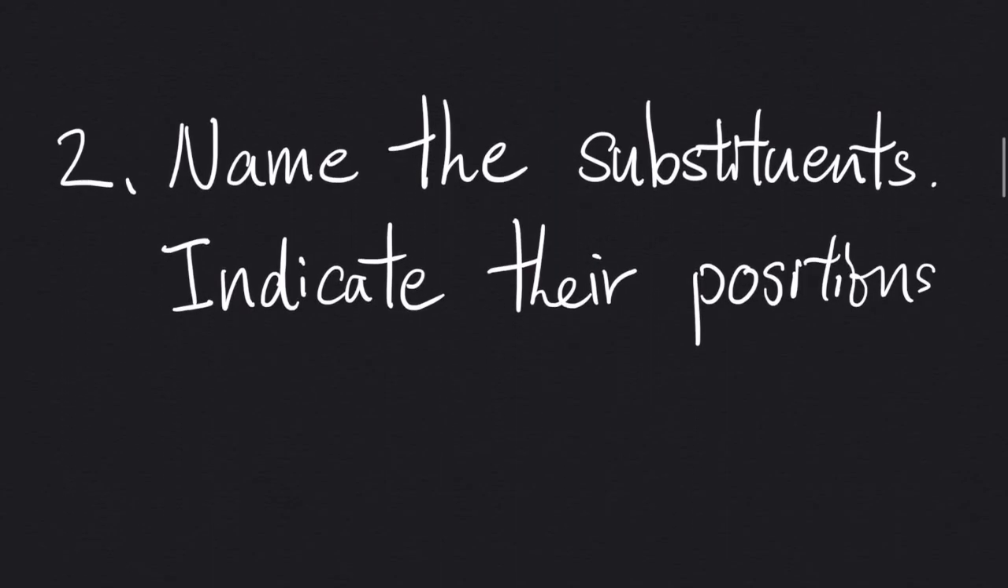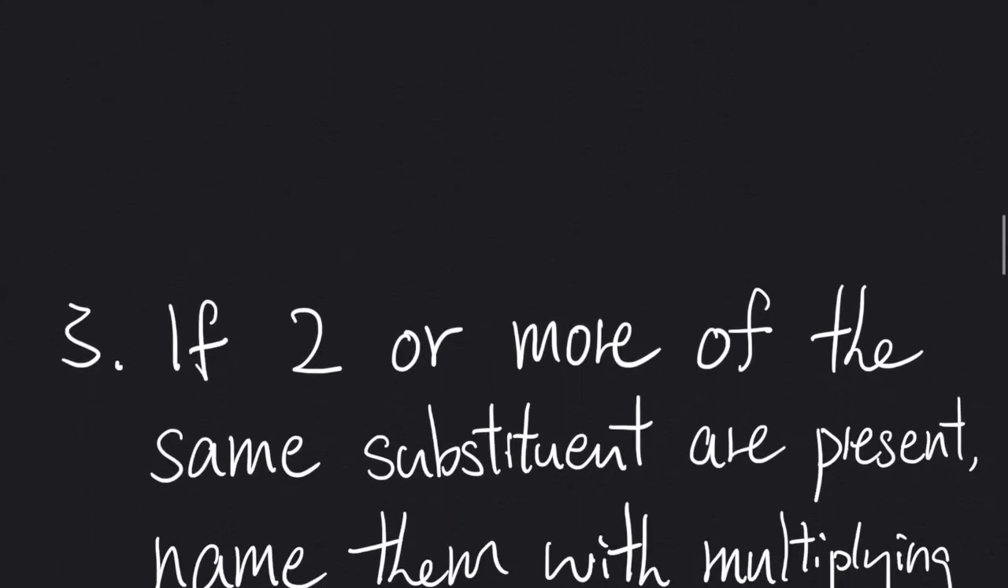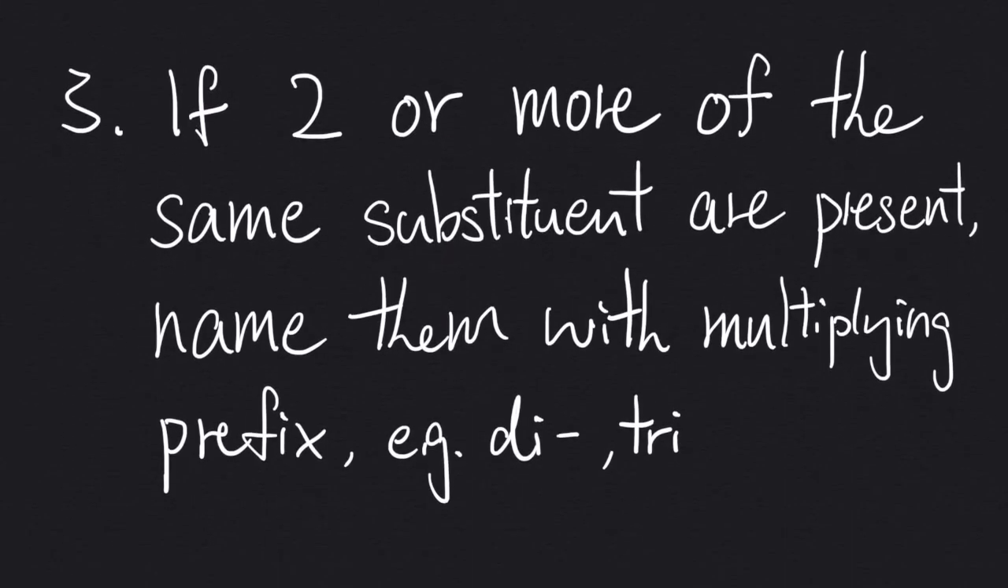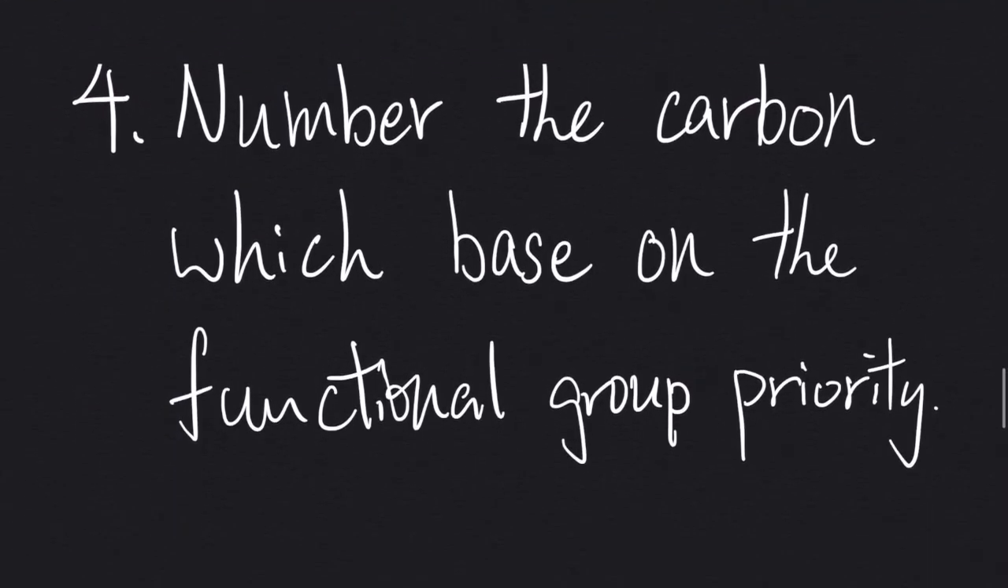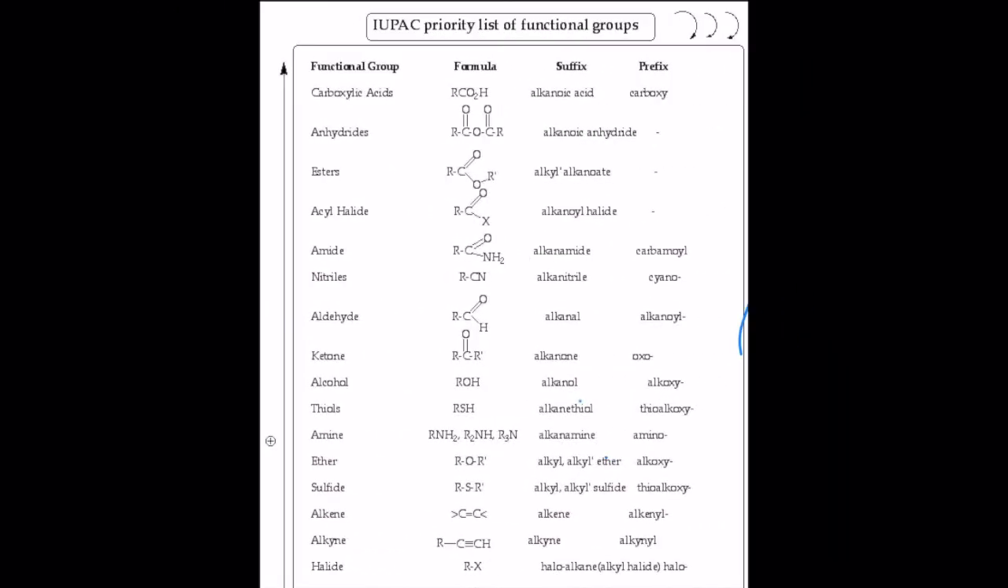The second rule is that we need to name the substituents and indicate their positions. The third rule is if two or more of the same substituent are present, we need to name them with a multiplying prefix such as di or tri. For the fourth rule, we need to number the carbon based on the functional group priority.